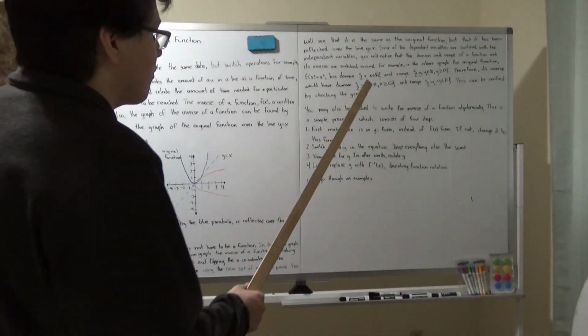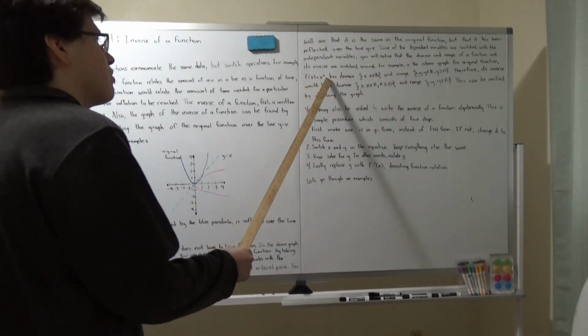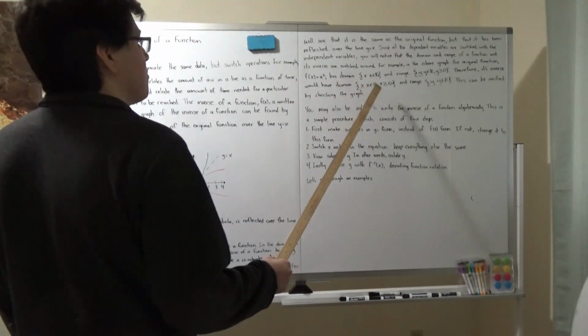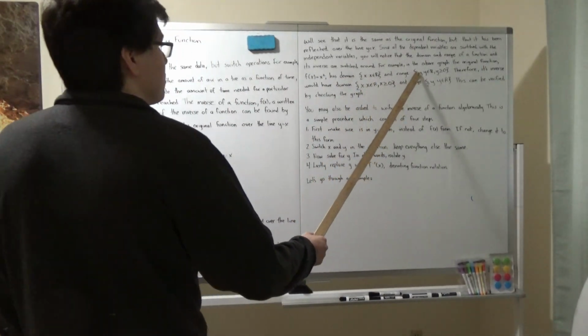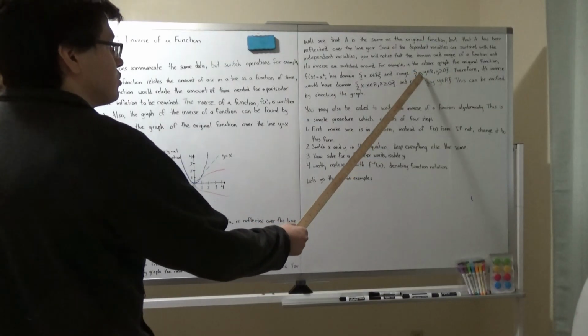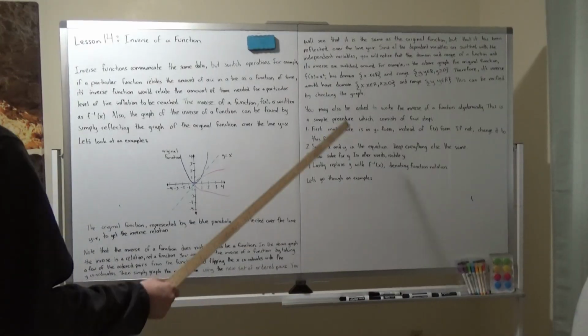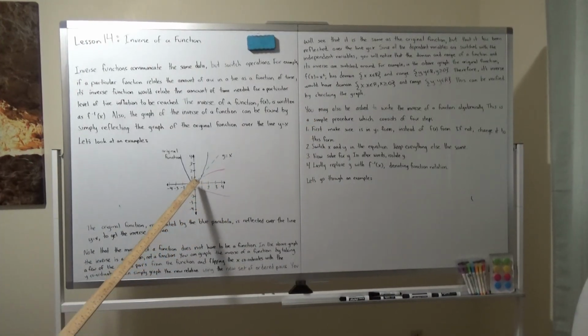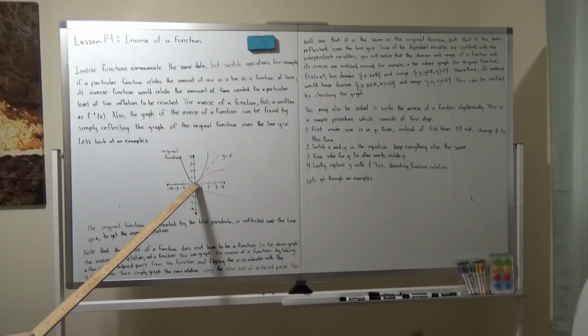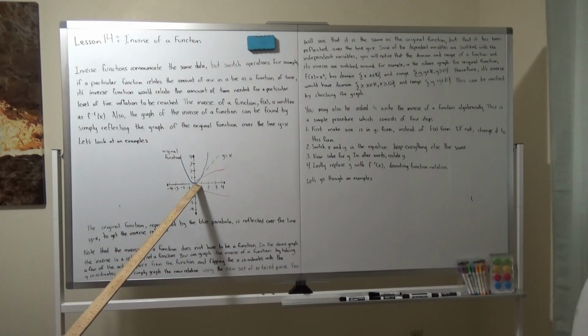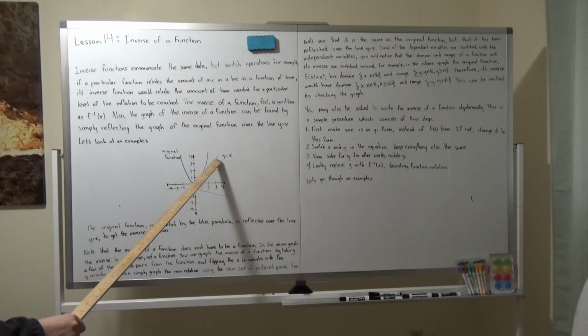For example, in the above graph, the original function f of x equals x squared has domain x belongs to all real numbers and range y belongs to all real numbers, but y is greater than or equal to 0. That's because the minimum y value is 0. And x belongs to all real numbers.